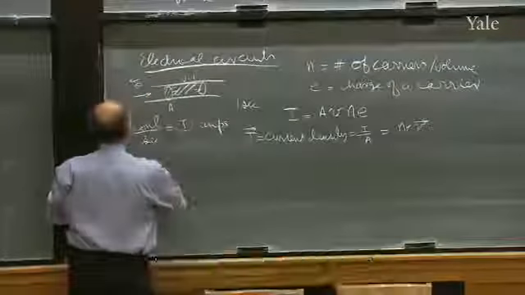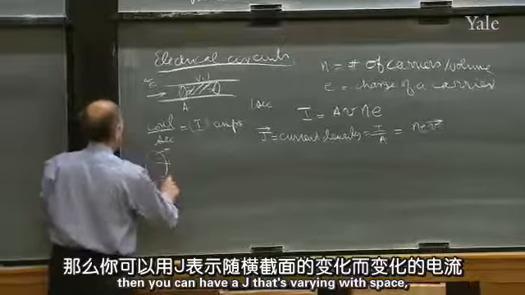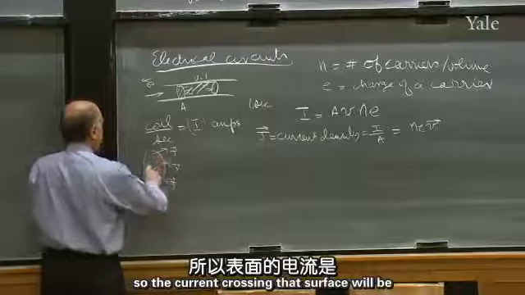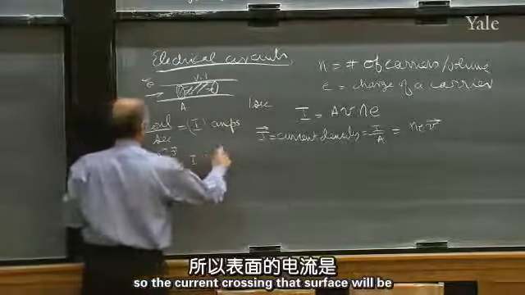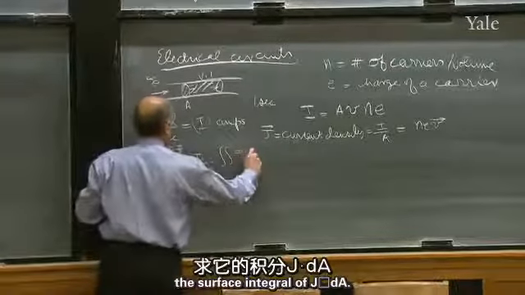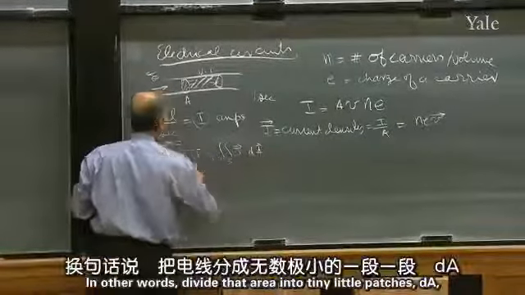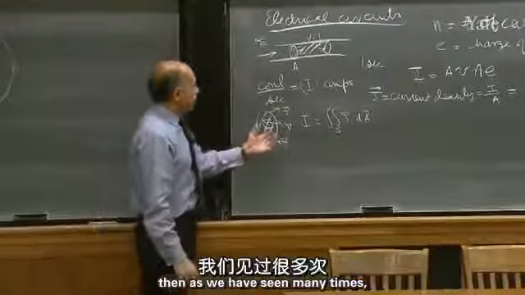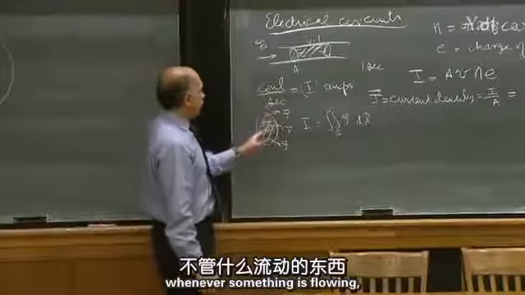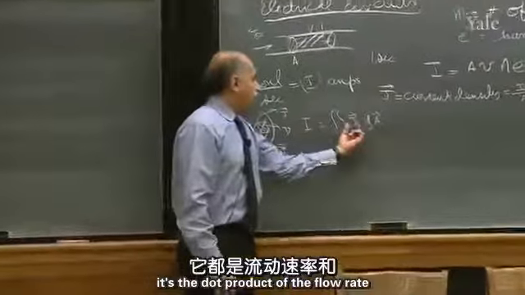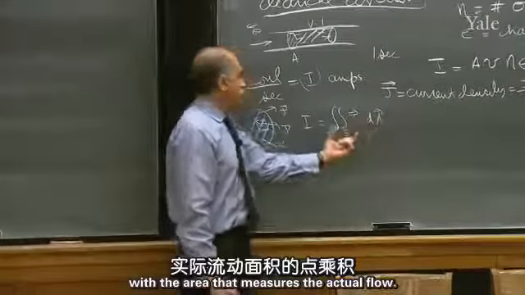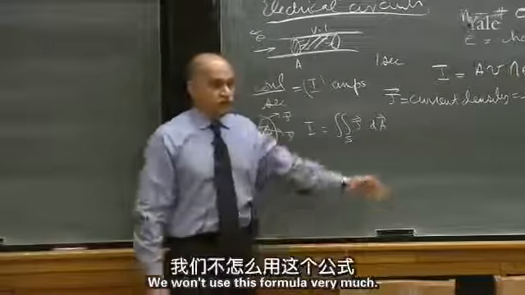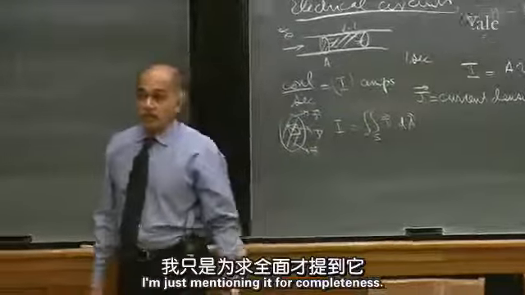But if it's not constant, then you can have a J that's varying with space. Then the current crossing that surface will be the surface integral of J dot dA. In other words, divide that area into tiny little patches, dA, then as we have seen many times, whenever something is flowing, it's the dot product of the flow rate with the area that measures the actual flow. You add it over the surface, that's the current crossing the surface. We won't use this formula very much, I'm just mentioning it for completeness.